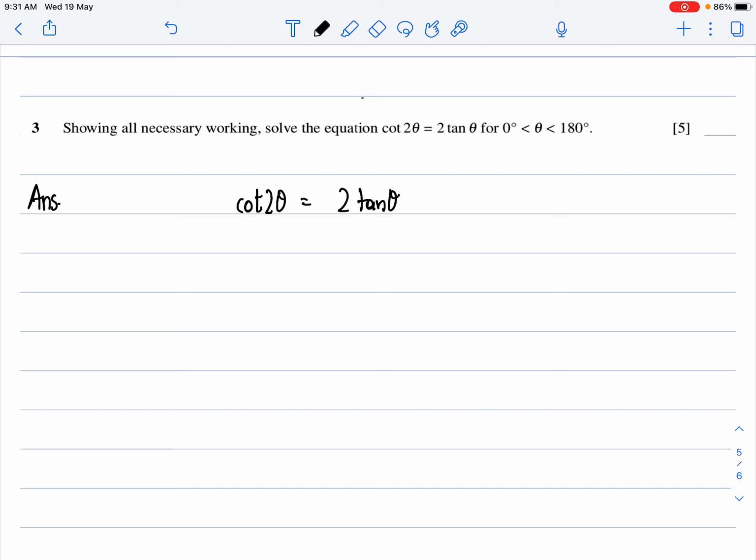This is the third question of the paper. As you can see, this is a trigonometry question. So now I have got cot 2 theta equals 2 tan theta between 0 degrees to 180 degrees.